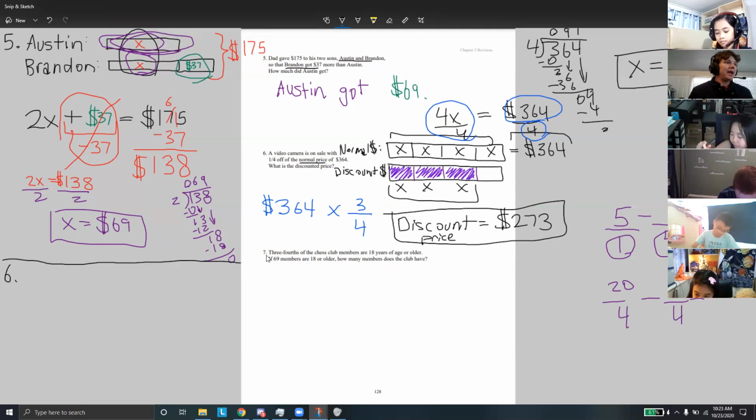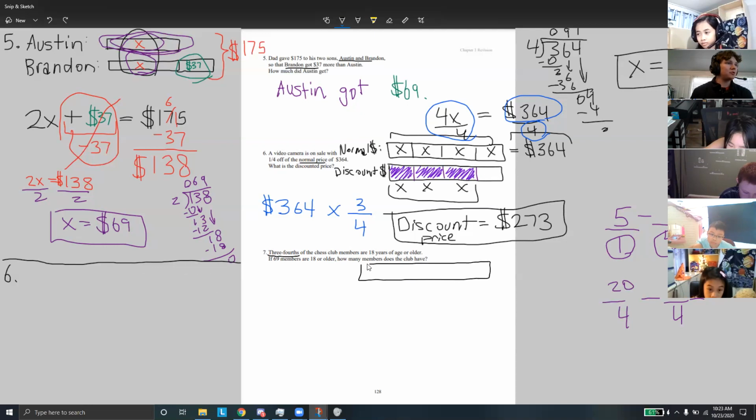Okay, so we have 3/4 of the chess club. Hey, we can use my trick. 3/4 of the chess club members are 18 years of age or older. How about I draw a bar model? If I draw the whole model, this entire bar is equal to the amount of total chess players. This is the whole chess player.